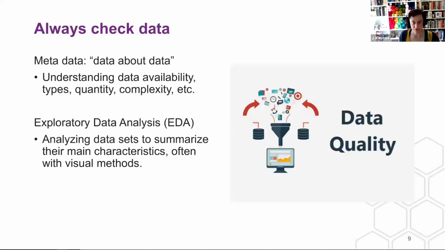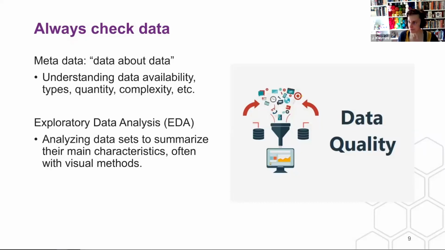So when you get your data from the various sources that you get it, you do always want to check it. And there's two main ways to check data. There are, of course, lots of other ways, but I only want to talk about two. The first is the metadata. So this is kind of the documentation that comes with data, and that is data about data. So you want to do this to understand what's available, what's contained in it, what format is it in, what type of data is it, its volume, its complexity, things like that. There's also exploratory data analysis, which is analyzing data sets to summarize their main characteristics, often with visual methods. So you're probably very familiar with these both, but you may not know that they are ways of checking your data.